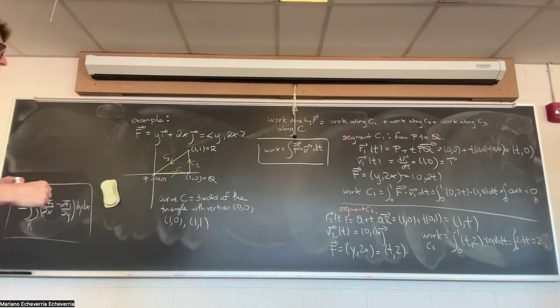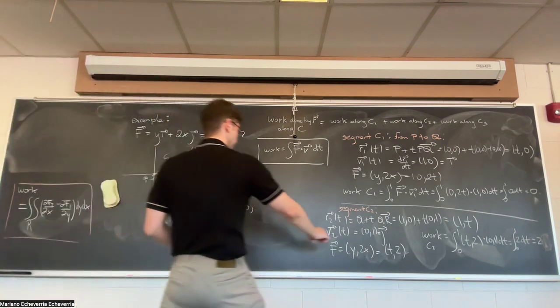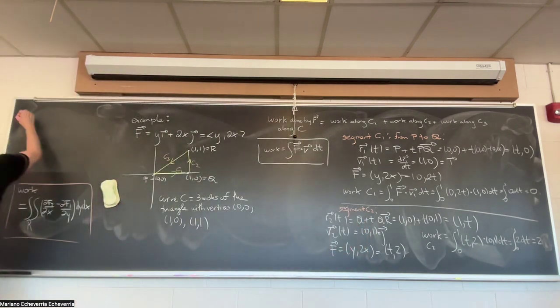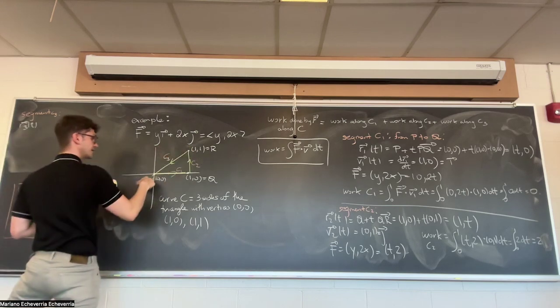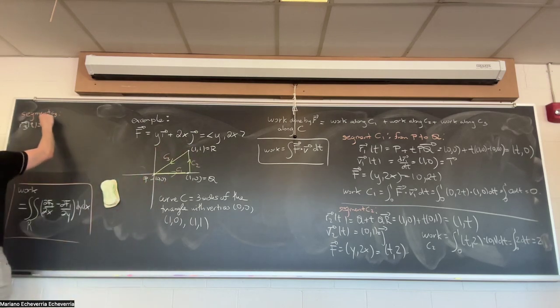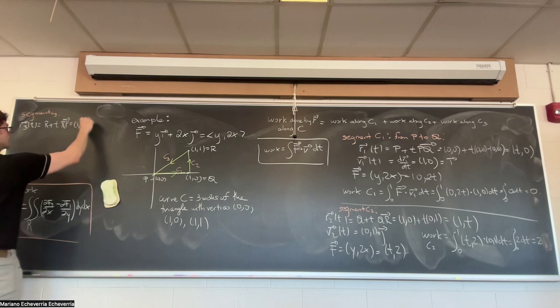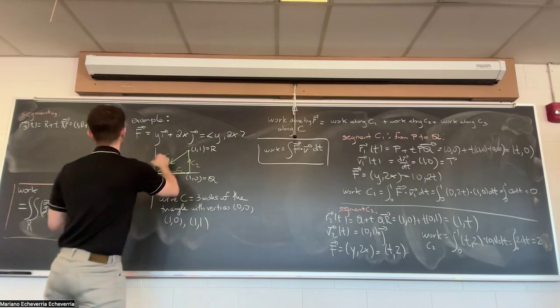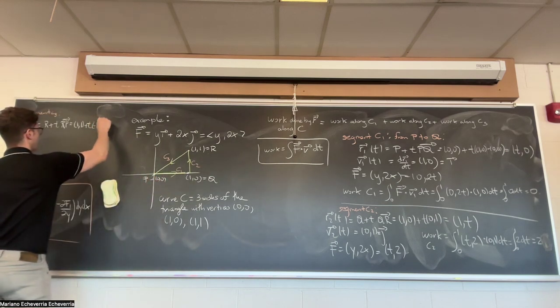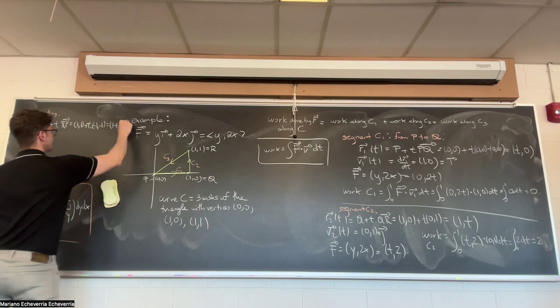Let me do segment 3 here. What is the parameterization of that curve? It is the initial point plus t times a vector. The vector is RP. So you get 1, 1 plus t times P minus R, so you get -1, -1. So it's 1 minus t, 1 minus t.